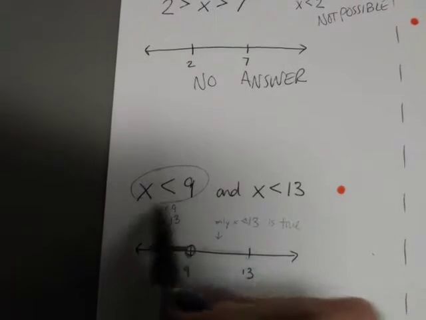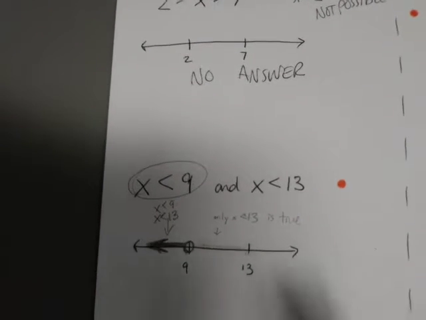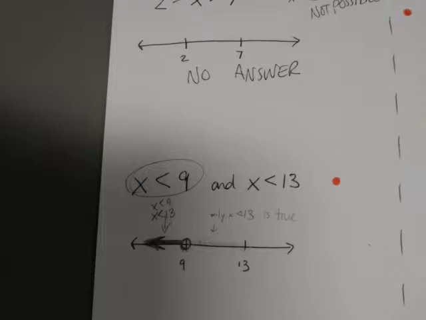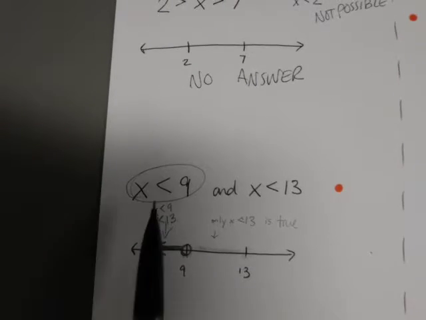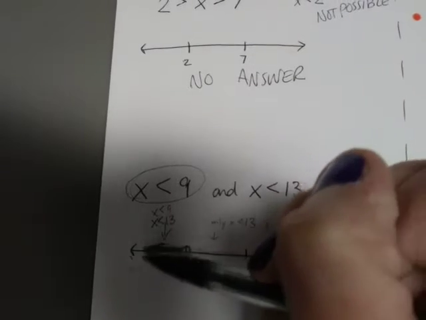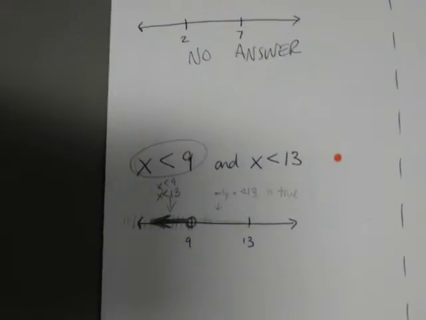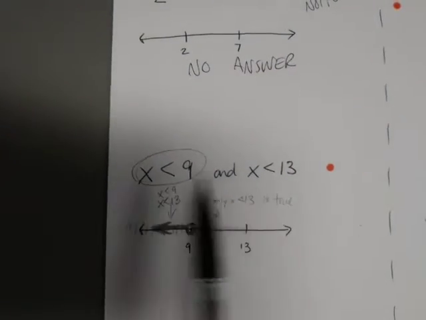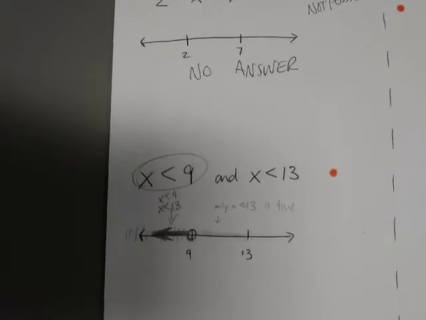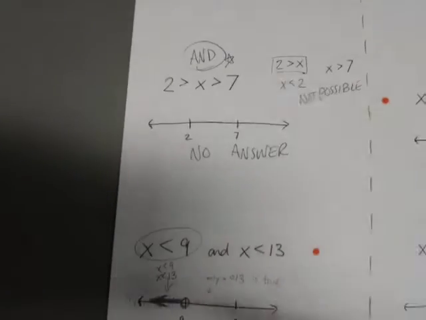So that is my only answer. X is less than 9 is it for my answer. That's all I can include. That's the only way: numbers down here, so 8, 7, 6, 5, all of these numbers down here, is the only way that I can have a number that satisfies both of these conditions at the same time. So that is it for and inequalities.